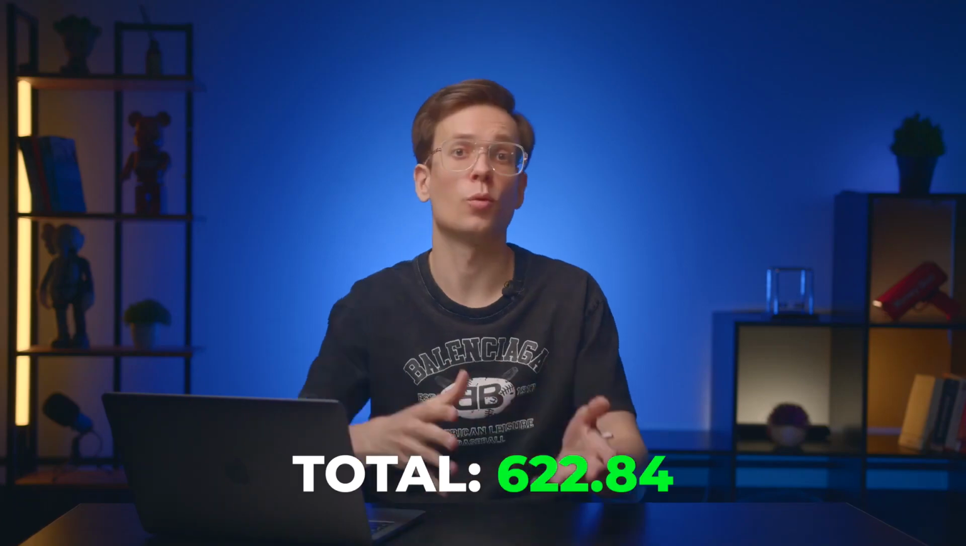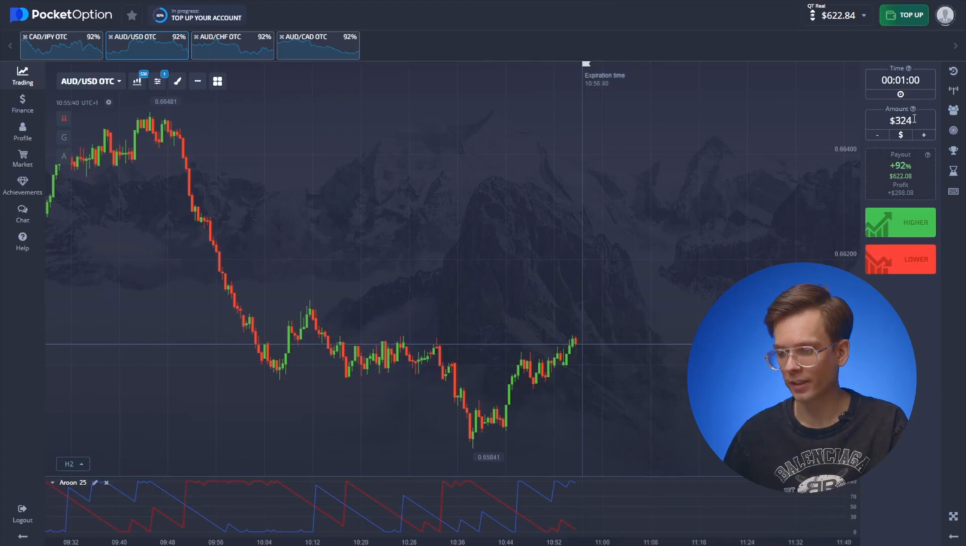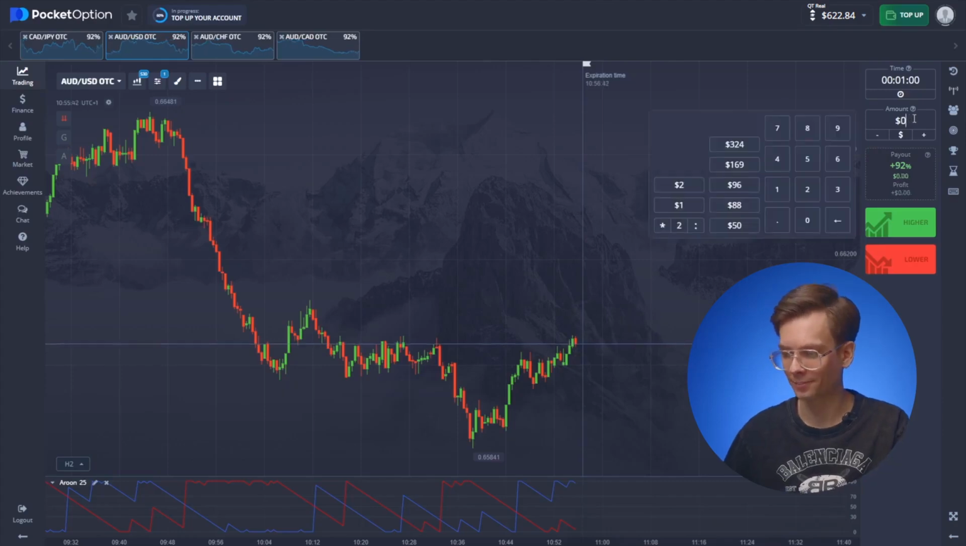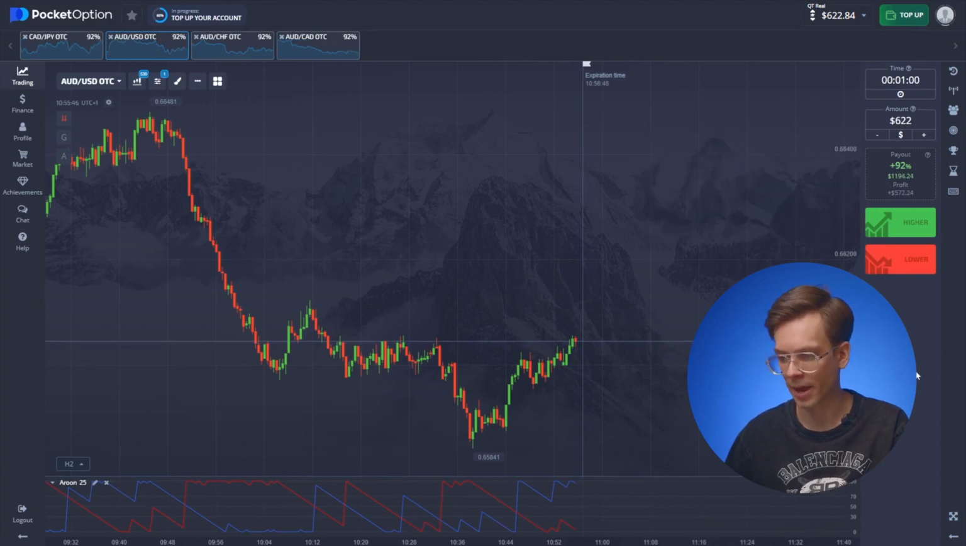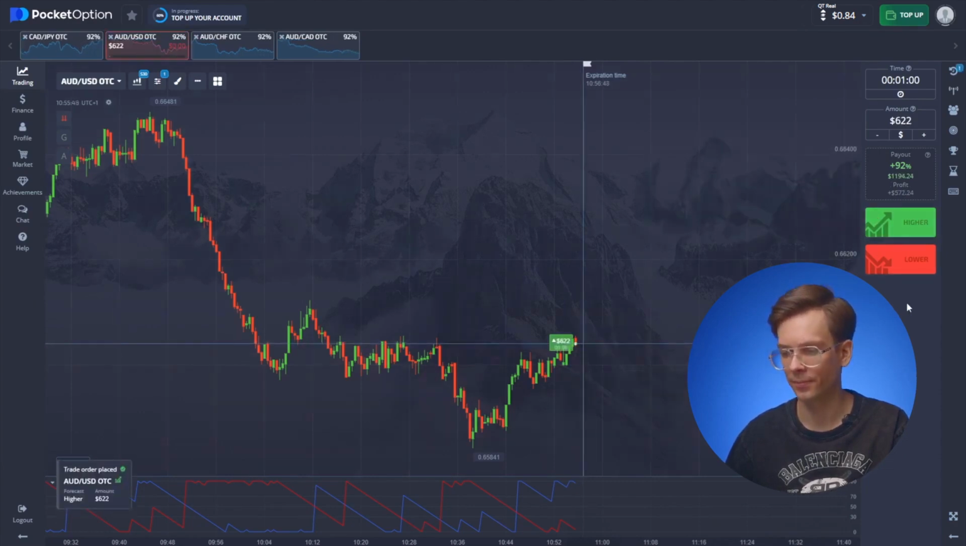622, I could withdraw them now and have a party with friends, but of course I want to keep going. Oh, finally I'll trade Aussie and Buck. Investing the maximum amounts and hitting higher.